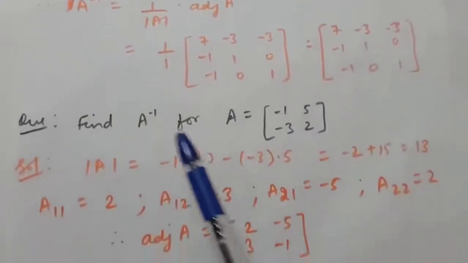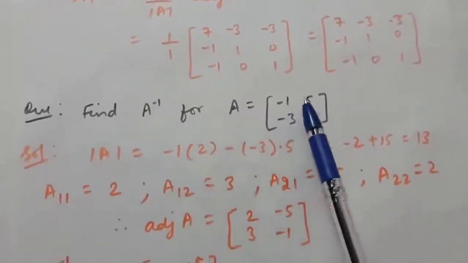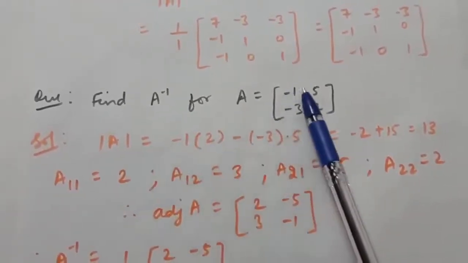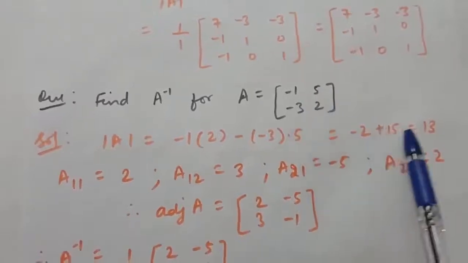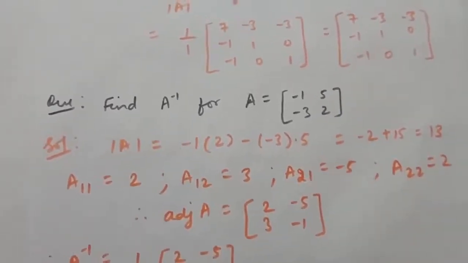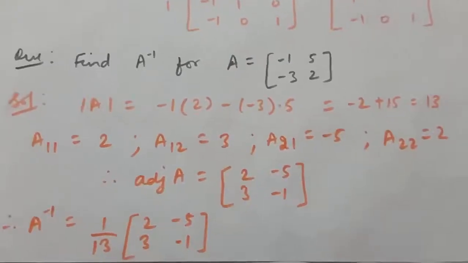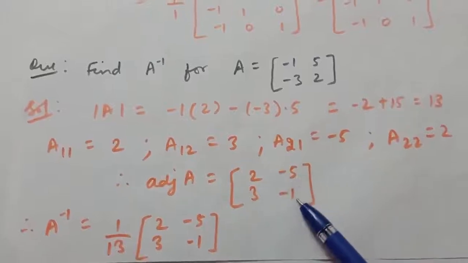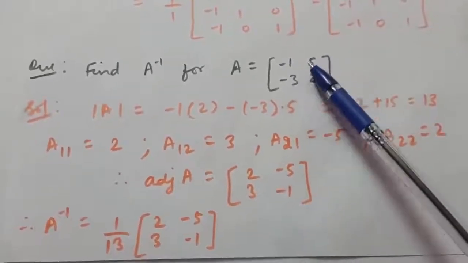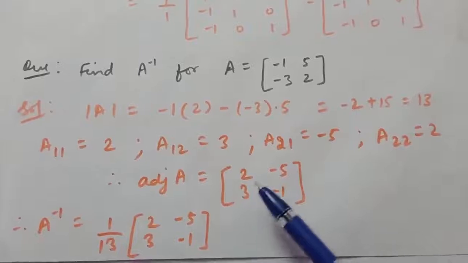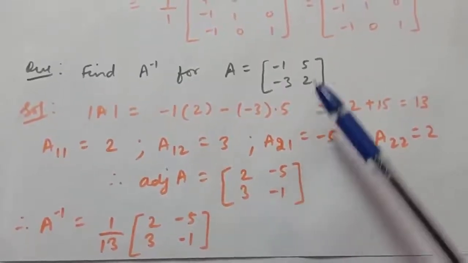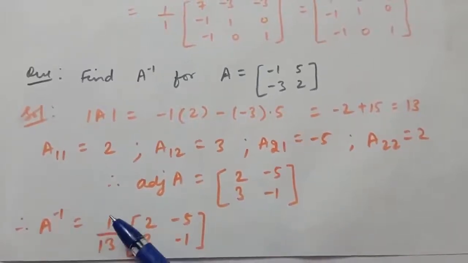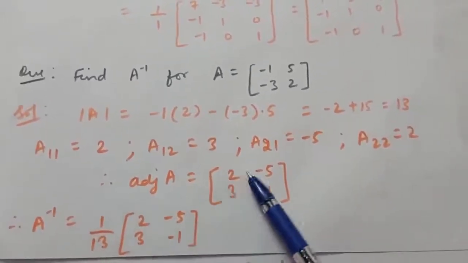See one more question: find A inverse for A equal to this matrix. So first of all, find out the determinant, which is minus 2 plus 15, which is equal to 13. Now adjoint of A will be: interchange these diagonal elements 2, minus 1, and change the sign of the non-diagonal elements, minus 5, 3. But remember this, you can do this only in a 2 cross 2 matrix, right? So A inverse will be 1 upon determinant into the adjoint of A.